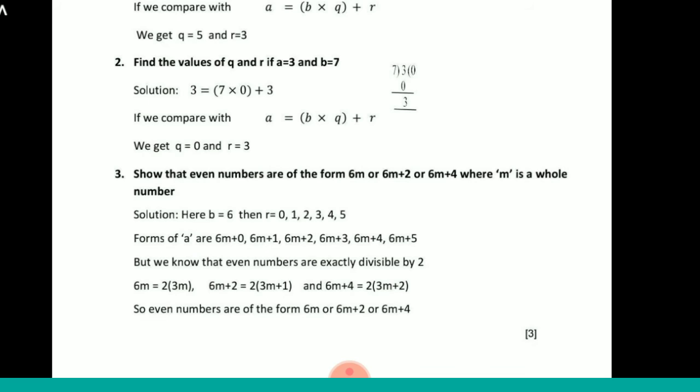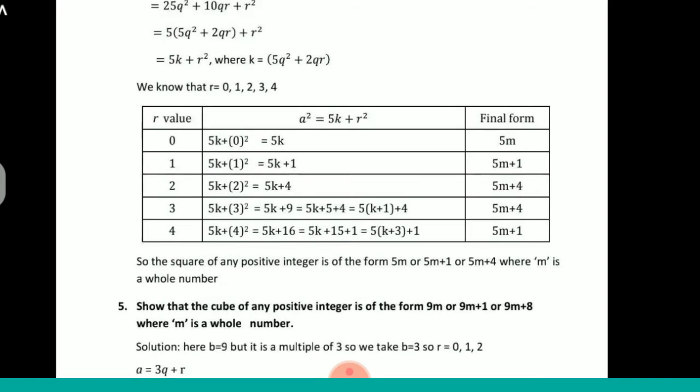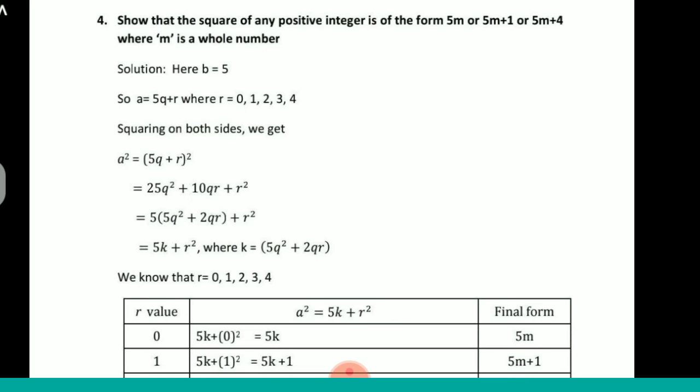And the next we have the next sum. See this, very important for 4 marks in the annual examination. Show that the square of any positive integer is of the form 5m or 5m plus 1 or 5m plus 4, where m is a whole number.